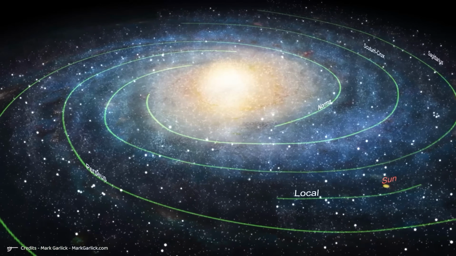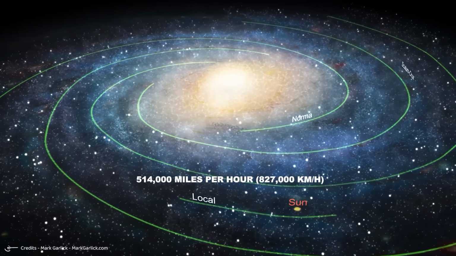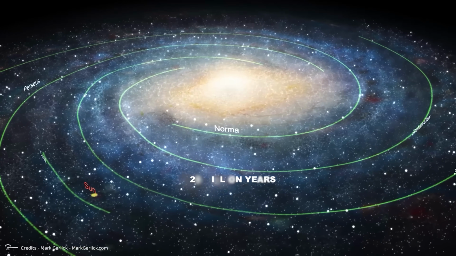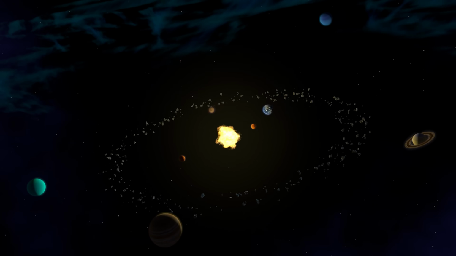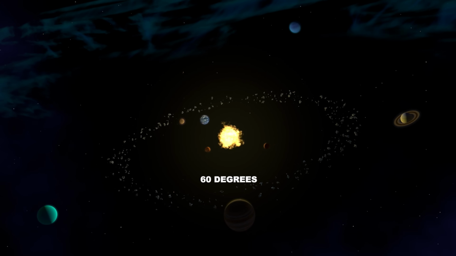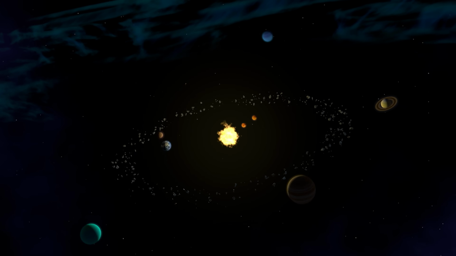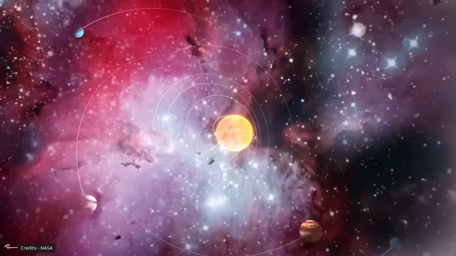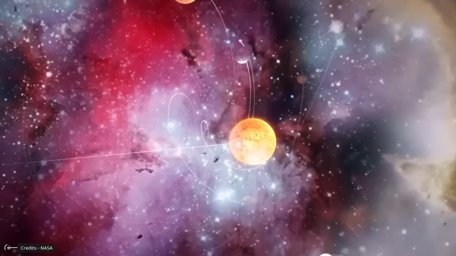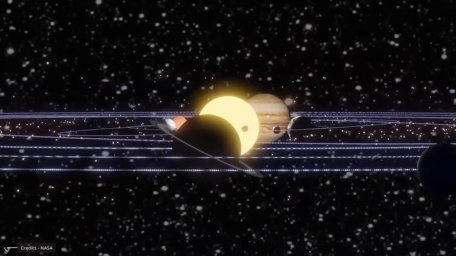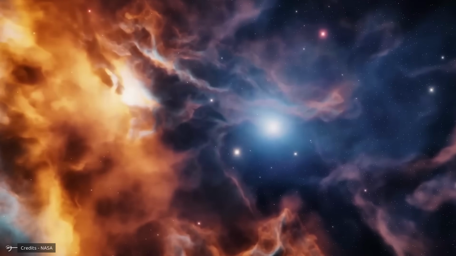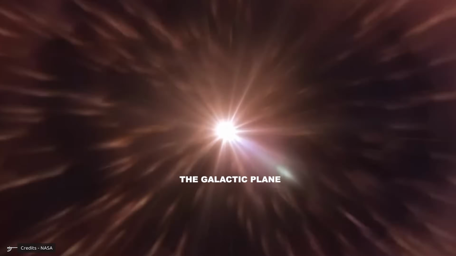Our Sun moves around the center of the Milky Way at about 514,000 miles per hour, completing one orbit every 225 million years. The Earth's orbital plane, the ecliptic, is tilted about 60 degrees with respect to the galactic plane. This means the solar system is tilted within the Milky Way, like a slightly twisted disk inside a much larger one. Instead of defining up and down by motion, which is arbitrary and changes over time, astronomers use something far more stable, the galactic plane itself.